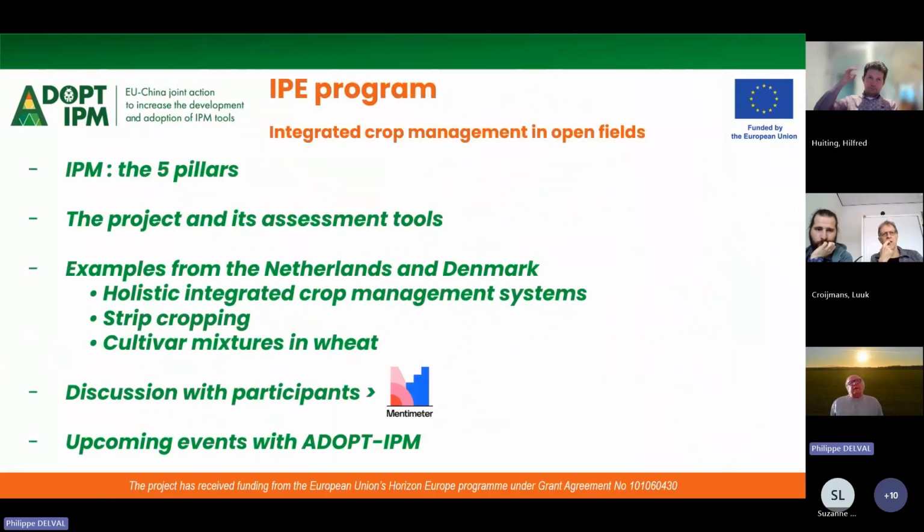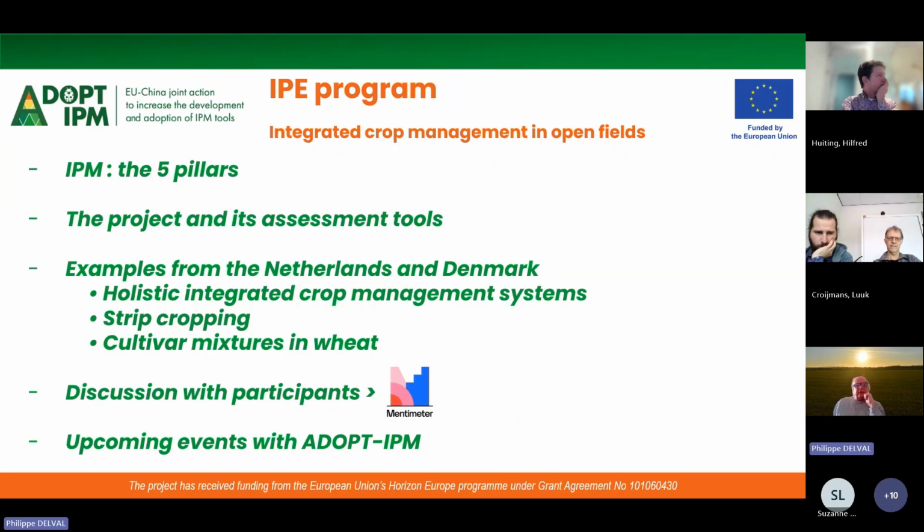So the program of this IPE: first I will present the 5 pillars of IPM, to remind you. Second, I will present the project and the assessment tools we use in the project. After that, we will see 3 examples from the Netherlands with Alfred Hunting that will present holistic integrated crop management systems and some examples in cabbage and wheat.